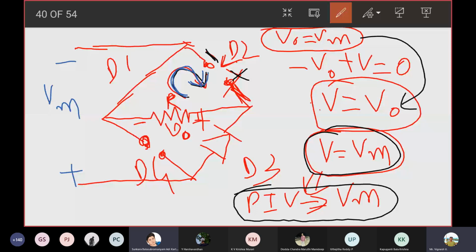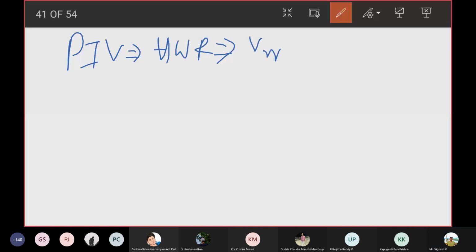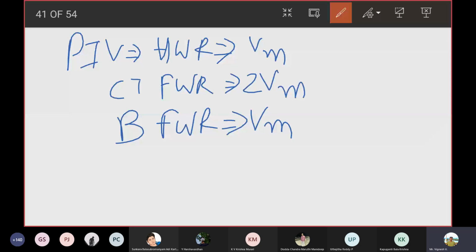Thank you, sir. So you get a PIV of Vm for a bridge rectifier. So if I have to summarize, the PIV of your half wave rectifier is Vm. For a center tapped full wave rectifier, it is 2 Vm. For your bridge full wave rectifier, it is Vm. Now, why are these PIVs important? If you have to choose between center tap full wave rectifier and bridge rectifier, just by understanding what is PIV, which one would you choose?